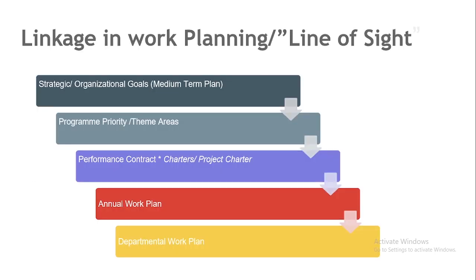The linkage in developing a work plan or work planning. First, you should look at the strategic organization goals. These come from the strategic work plan of an organization. So you should be able to look at the strategic work plan of an organization, and under that, look at the priority themes or theme areas that are also always indicated in the strategic plan of an organization. Then the project charter. Then from there, develop an annual work plan. Then from the annual work plan, departments can develop a departmental work plan.